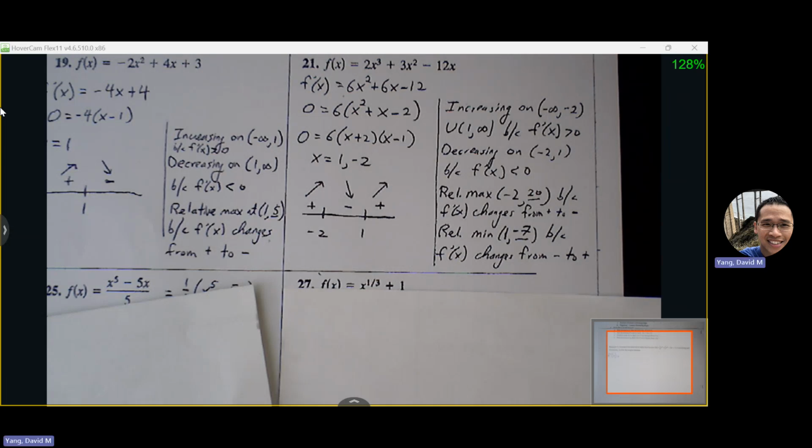And then that 20 I found from the original function. Relative minimum at 1, plug 1 into the original function to get that -7. And a note, because statements for everything that we write.